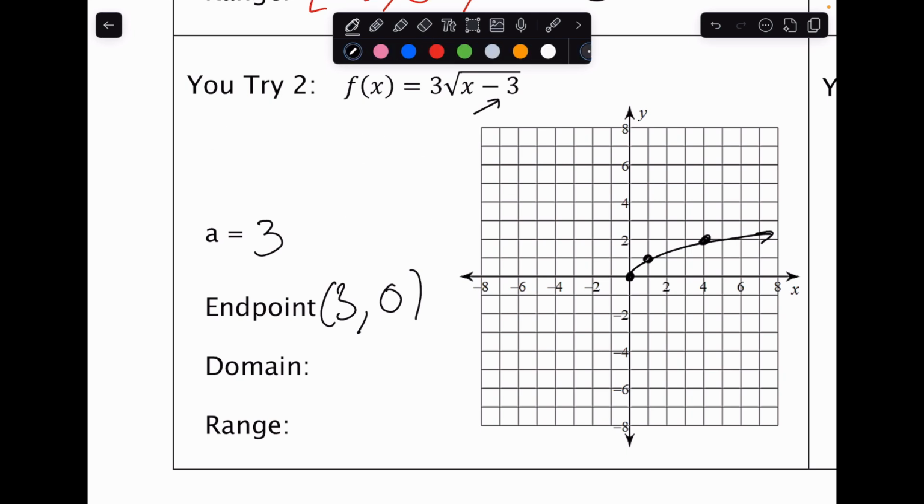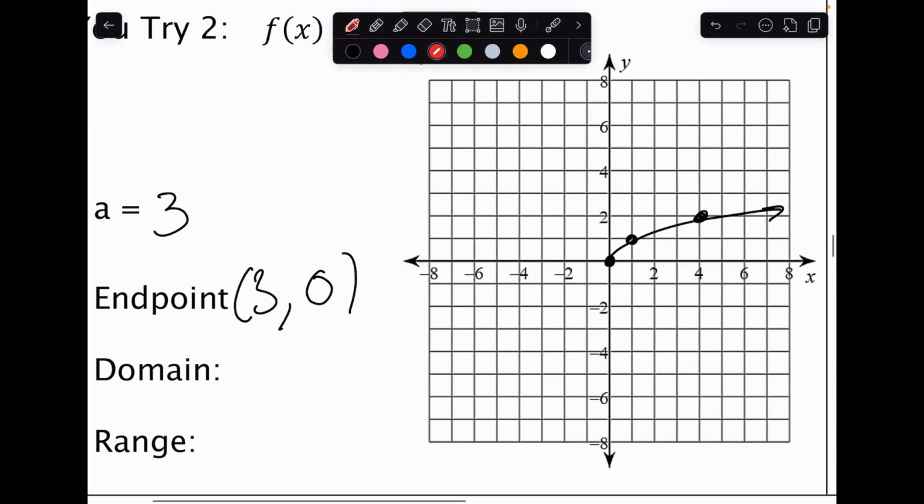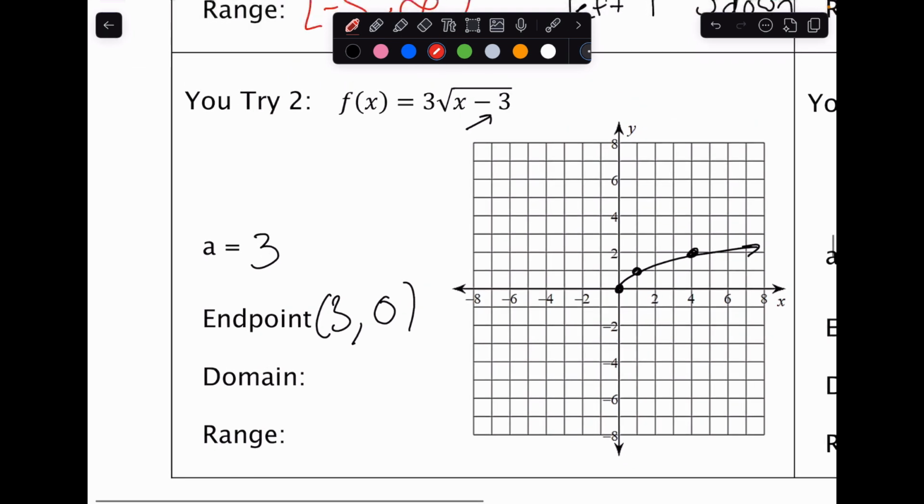All right, so now what this 3 on the outside is going to do is stretch it. So what happens is our y values are going to essentially all be multiplied by 3. So here, 0, you can't really multiply by 3, so he's going to stay there at 0, 0. And then our output here is 1. 1 times 3 is going to give us 3. And then here for 4, our output is 2. So we're going to multiply 2 by 3, and we get 6 as our output.